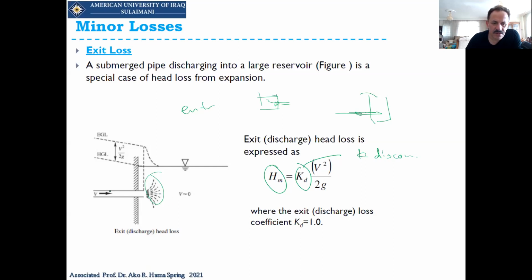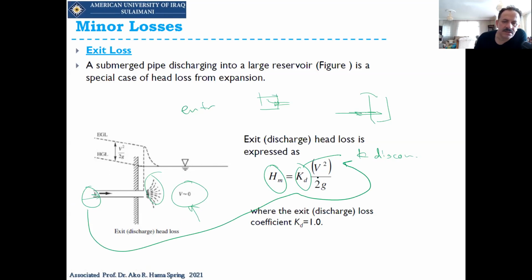Look at this one. The velocity here is a function of this head loss. The velocity could be equal to 0, so by the way, we can say it's a kind of enlargement. In enlargement, we say (V1 minus V2) squared over 2g. So here we have V2 equal to 0. So it's V1, which is V squared over 2g times the discharge coefficient. The discharge coefficient depends on the shape.